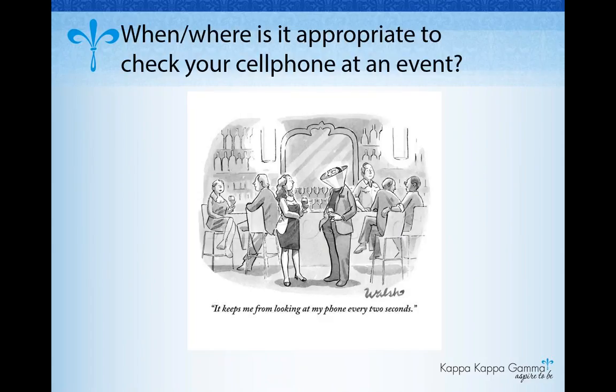All right, so where or when is it appropriate to check your cell phone at an event? Generally, that phone has gone away. We are not checking our cell phone. The only appropriate place to check your cell phone at an event is out of the way from the crowd. So if you have a reason that you need to check your phone, excuse yourself. You don't need to say, I need to go check my phone. Excuse yourself, go out in the hall and away from the room and check your phone.